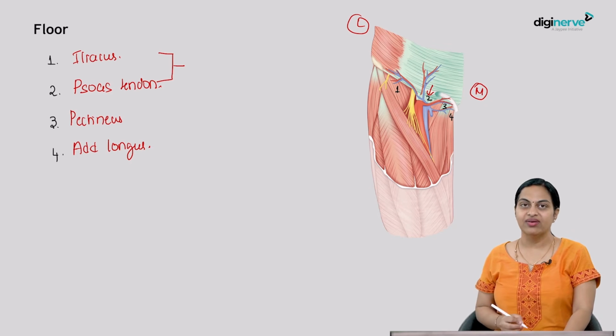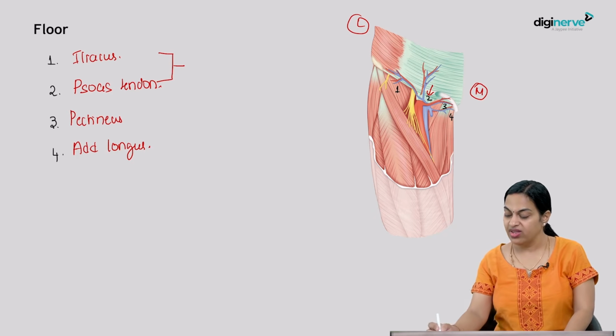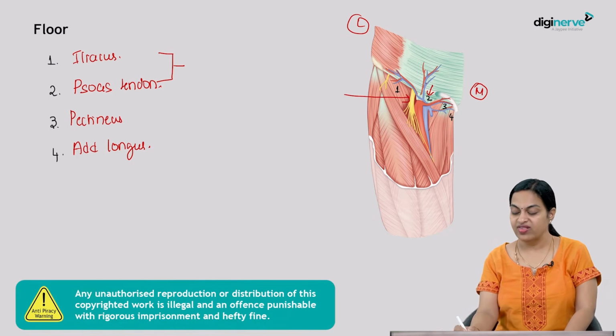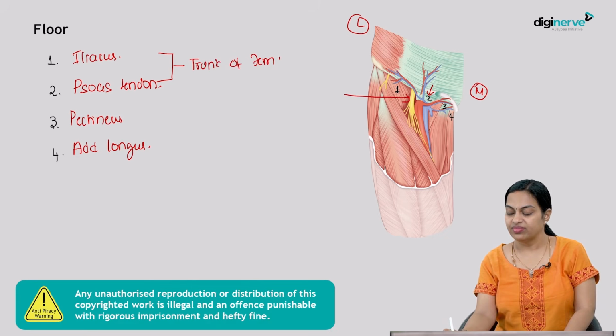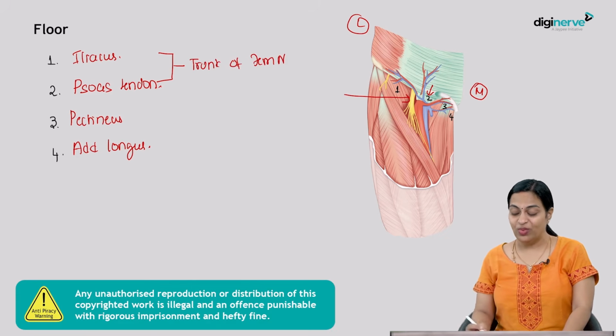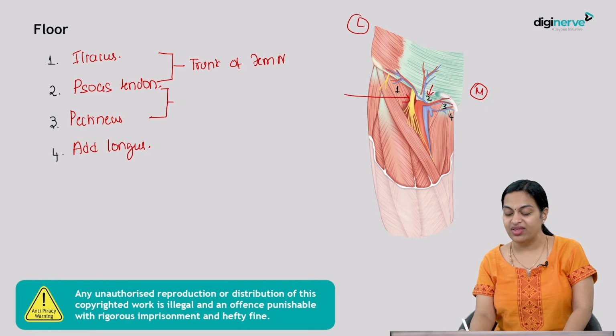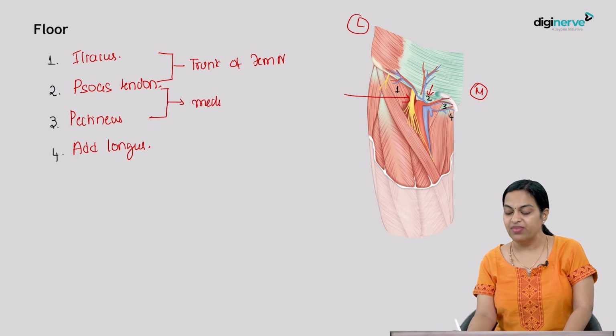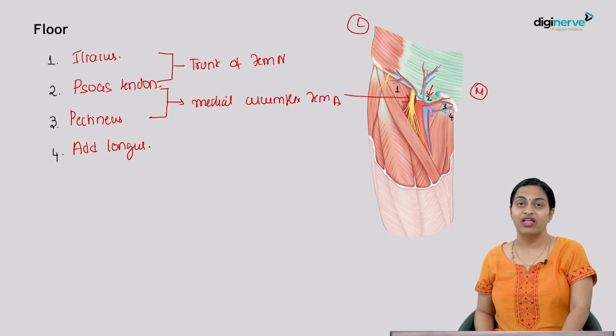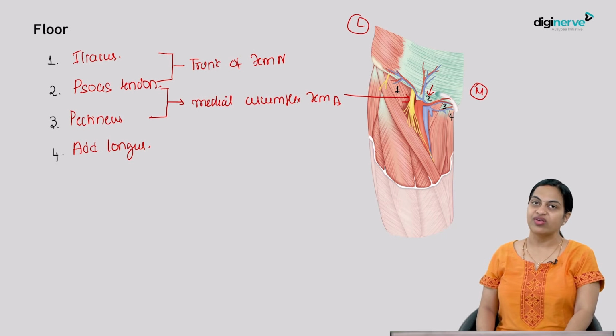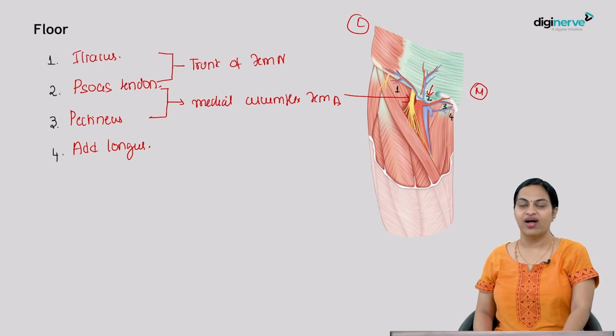Between the iliacus and the psoas tendon, we get to see the trunk of the femoral nerve. And between the psoas tendon and pectineus, we'll get to see the medial circumflex femoral artery. This medial circumflex femoral artery is a branch of profunda femoris that arises from the femoral artery.